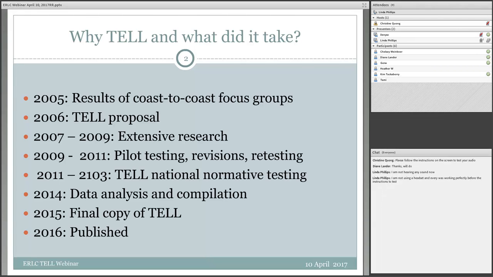Then for the next 3 years, we undertook the TEL national normative testing all across Canada. And then came the data analysis and compilation of the many drafts of the comprehensive manual. The final copy of TEL was completed in 2015 and published by Nelson Education in 2016. So you can see that it was a long and extensive period of development and work.